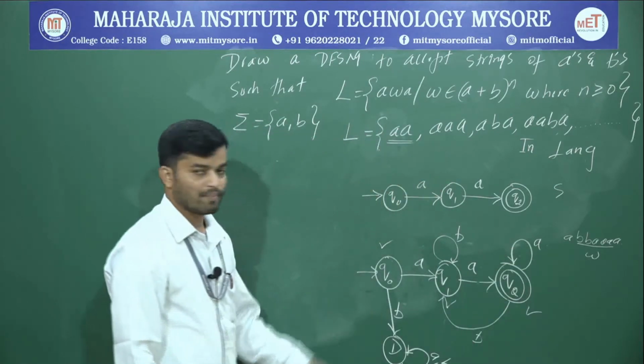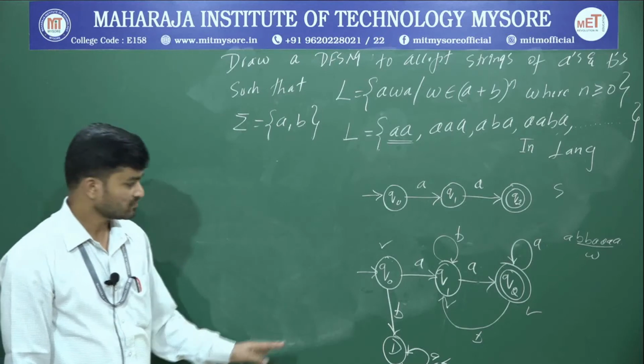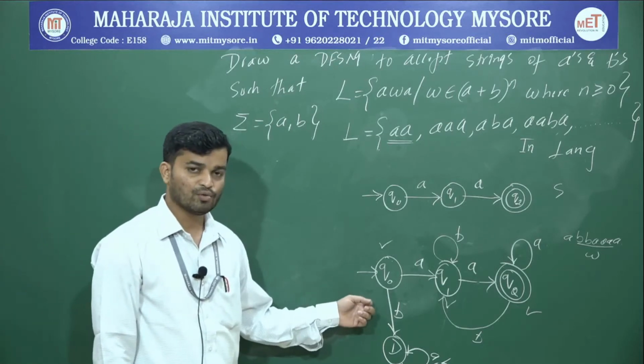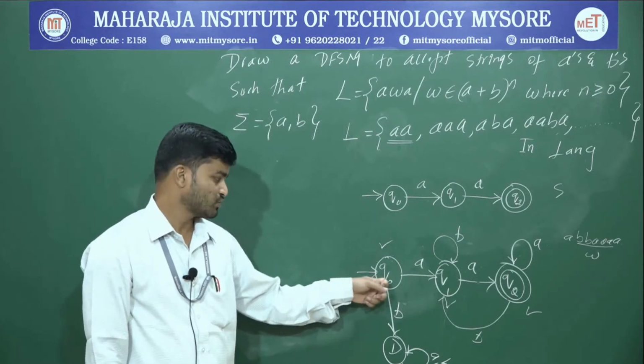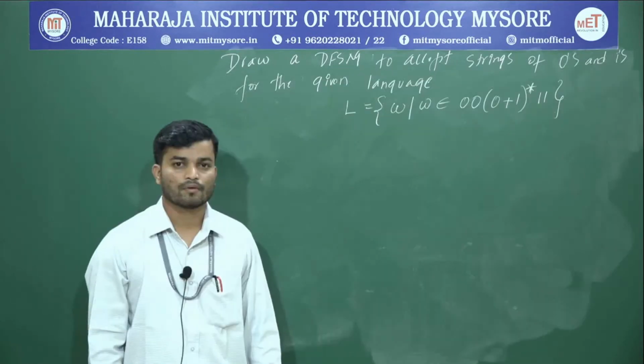Now this one is the required DFA. Just write sigma, Q, delta as well as the start state. The start state is Q0, the accepting state is Q2.